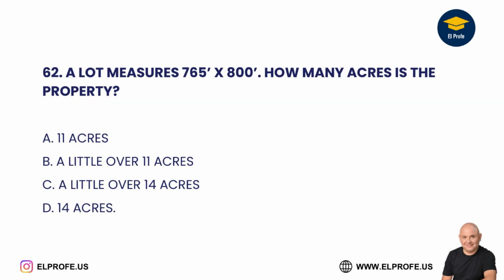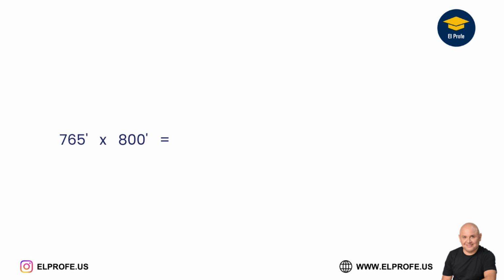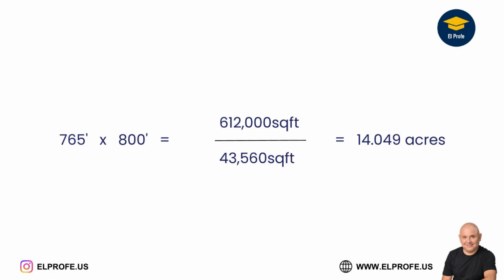62. A lot measures 765 feet by 800 feet. How many acres is the property? So let's multiply it. We have 765 feet times 800 feet, which gives us 612,000 square feet. And we divide this by 43,560 square feet, which is the size of 1 acre. That calculation gives me 14.049 acres.